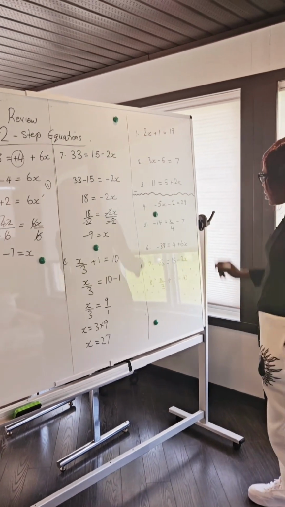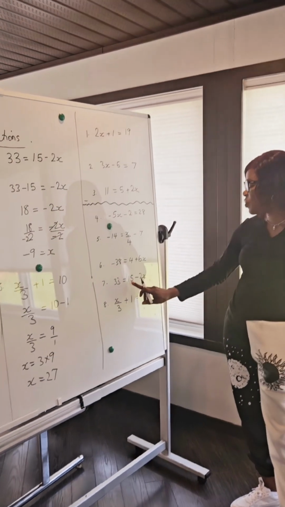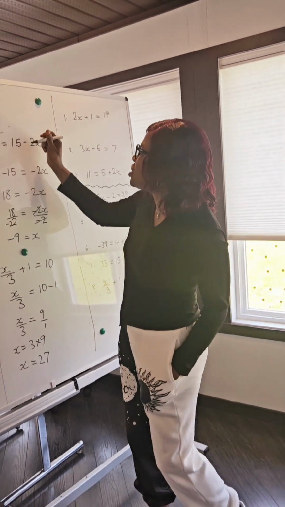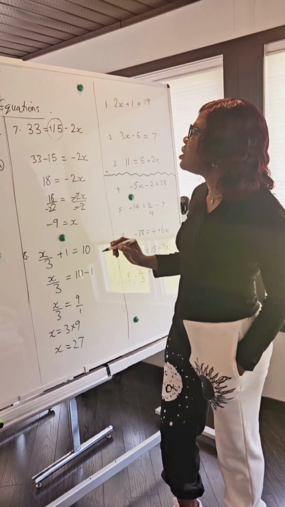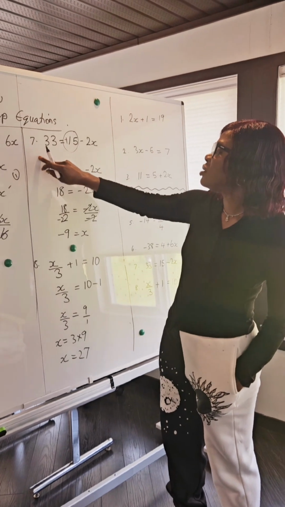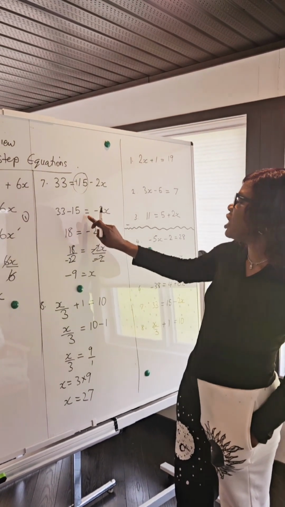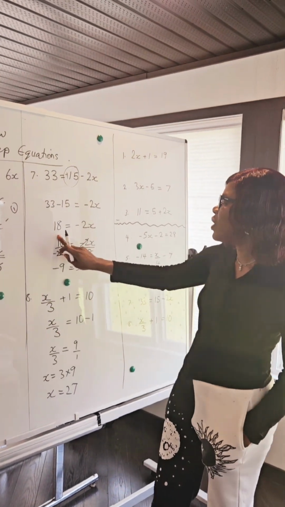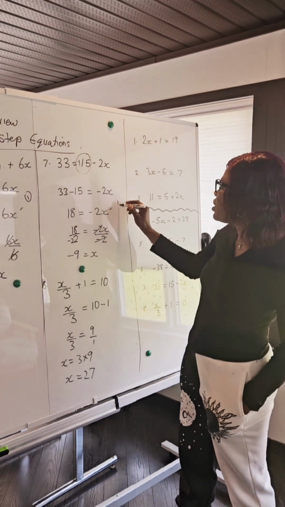So, question 7: 33 is equal to 15 minus 2x. This is my first operation to be carried out, plus 15. I need to relocate this plus 15 to the other side so that all of them will be on the same side. 33 minus 15 is equal to -2x. Take 15 away from 33, you have 18. 18 is equal to -2x. So this is my first operation.